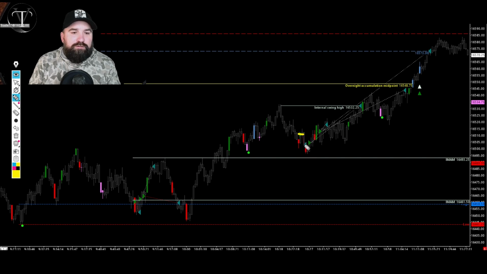And then when I saw this little manipulative sweep of that while still holding this, that gave me the confidence to start to scale in with a little more size. So we got a couple more fills off, and then we're able to scale out.